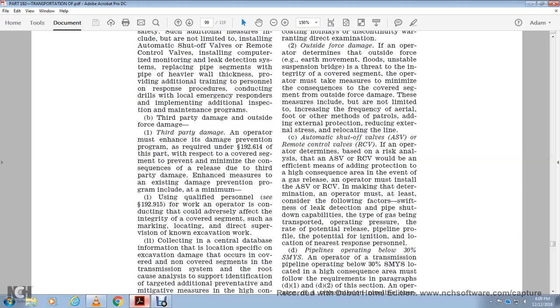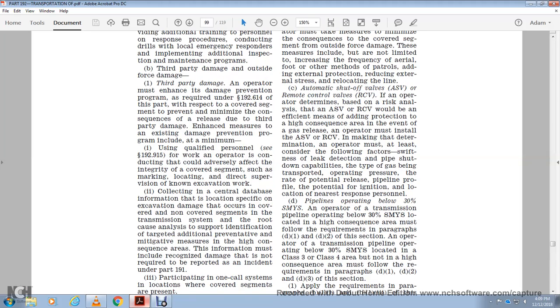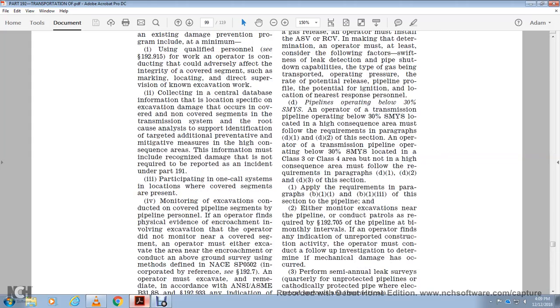192.915: the work of the operator conducting activity that could adversely affect the integrity of the covered segment, including marking, locating, and direct supervision of the excavation work, collecting the essential data of the excavation, specifically the excavation data of the segment of the transmission system, root cause analysis, support, identification of targeted additional preventive and mitigative measures for high consequence areas. The information must include any recognized damage not required to be reported as an incident under Part 191.